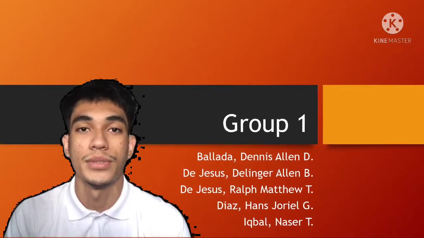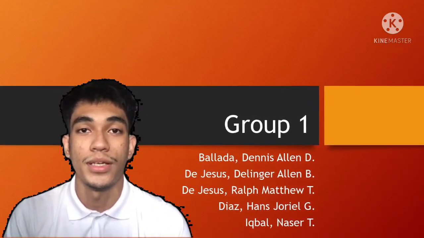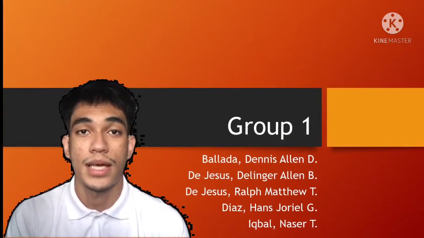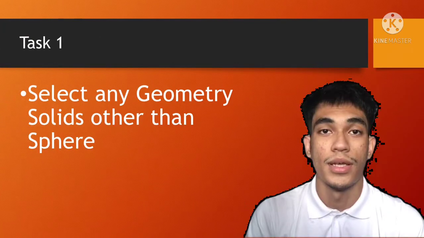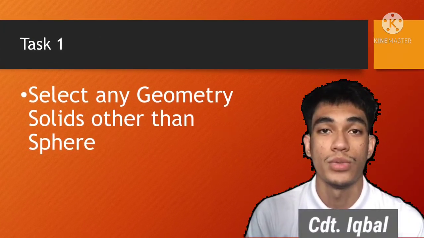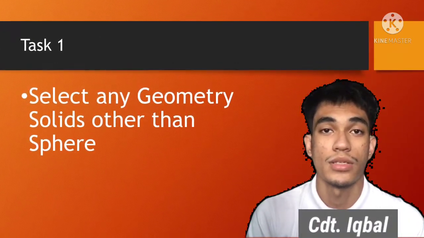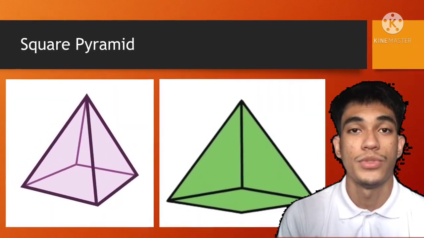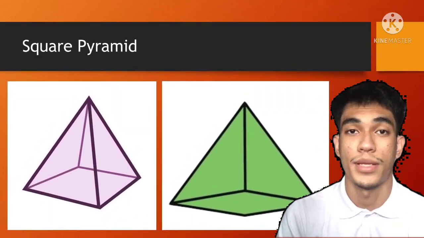Hi everyone, we are group 1 and here is our presentation for our Math and Physics task 1 output. For this task, we are to select any geometry solid other than a sphere. What we have chosen is the square pyramid.